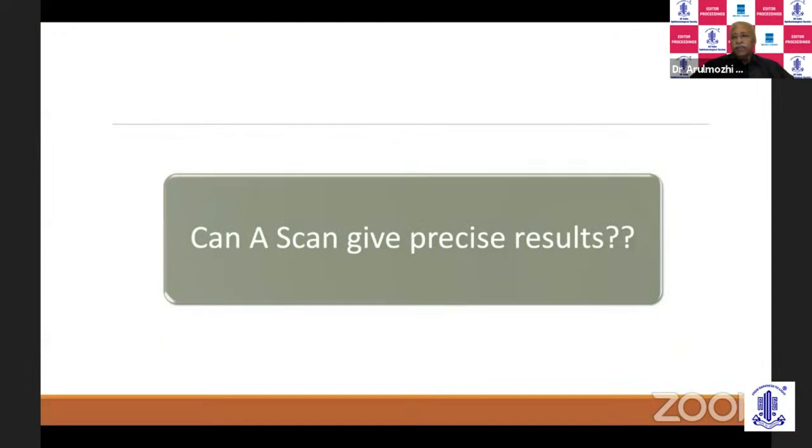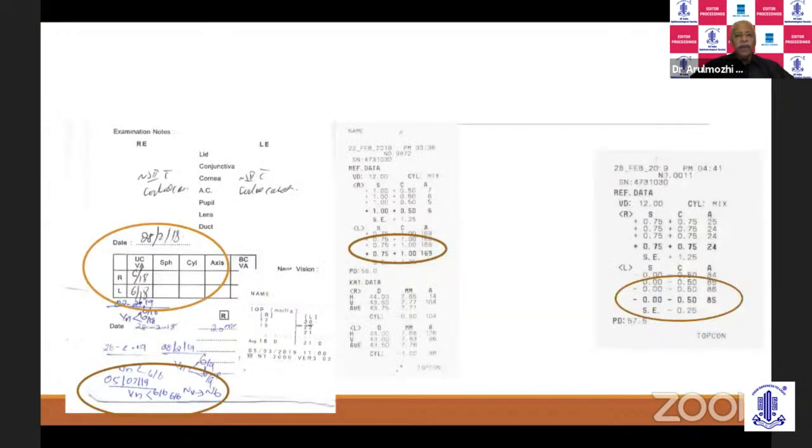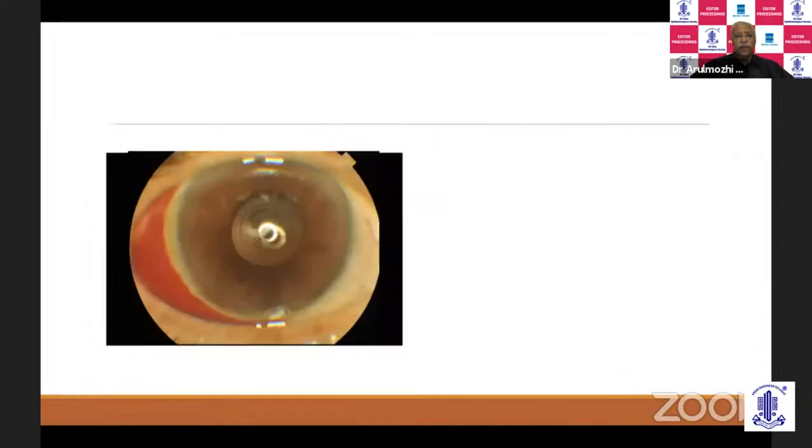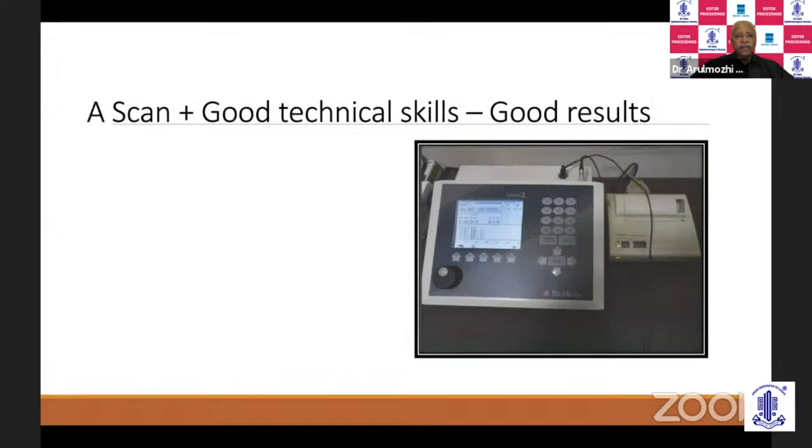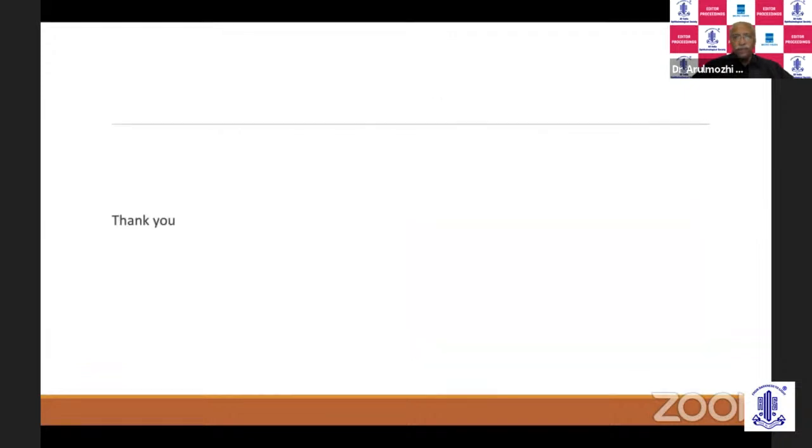Can A scan give you precise results? Yes, it can. If it is done properly, you can get perfect results day in and day out if you apply your mind and you apply the right technique. You can use this even for the multifocal lenses to be well within 0.5 plus or minus spherical refractive outcomes so that your multifocal results are very good. A scan means you need to have good technical skills to get good results. It is definitely doable. It is not a difficult issue. Thank you.